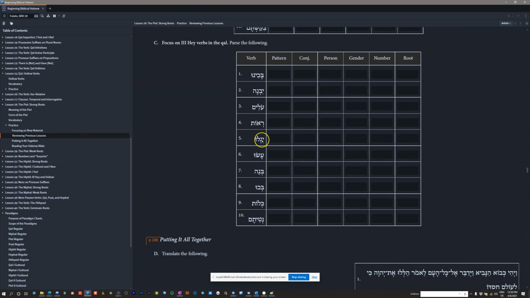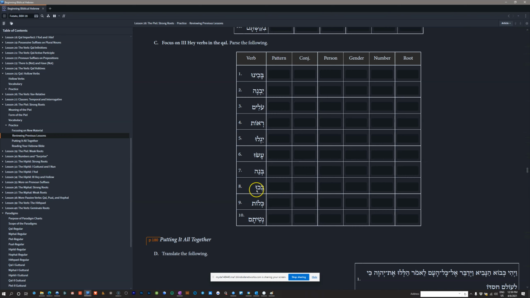Number 5, we've got yiglu. Yiglu here is going to be a third hey verb where the third hey has dropped out because of the vocalic suffix. And then number 6, again, third hey, asu, drops out because of the vocalic suffix. 7, this is going to be an example of the imperative or infinitive absolute of bana, because we've got the tsere. Again, as soon as I see this, I see tsere, which tells me it's either imperative 2ms or infinitive absolute.